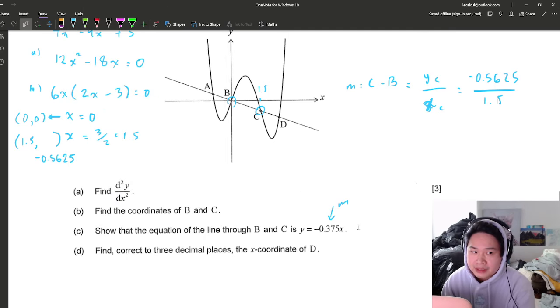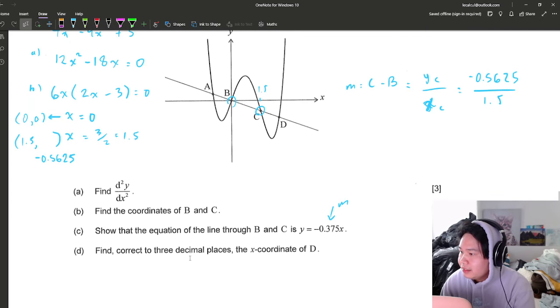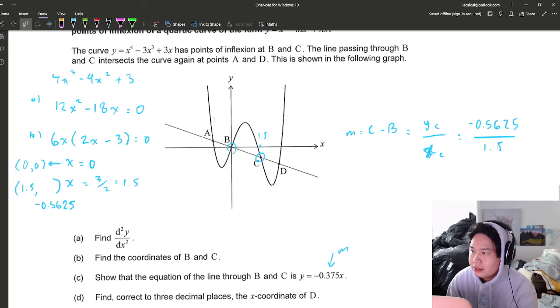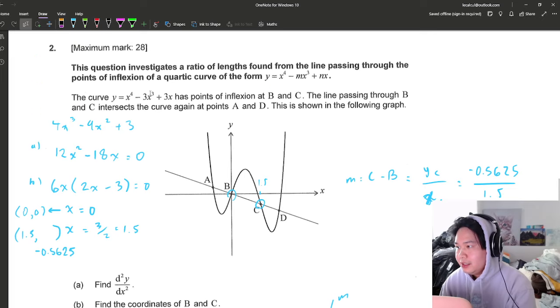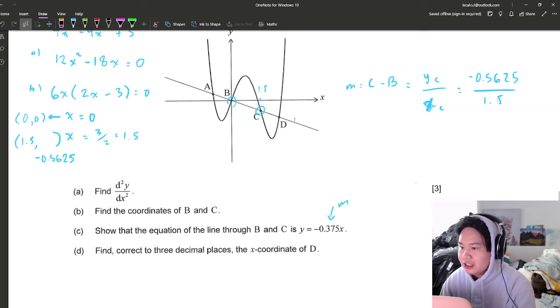And then there's no b value, of course, because the y-intercept is on the origin. And then find, correct to 3 decimal places, the x-coordinate of D. So now we want to find D. And the way we can do that is, you have a graphing calculator. This is a graphing calculator allowed. So you can graph this, and then you can graph the line, and then you can just find their point of intersection.